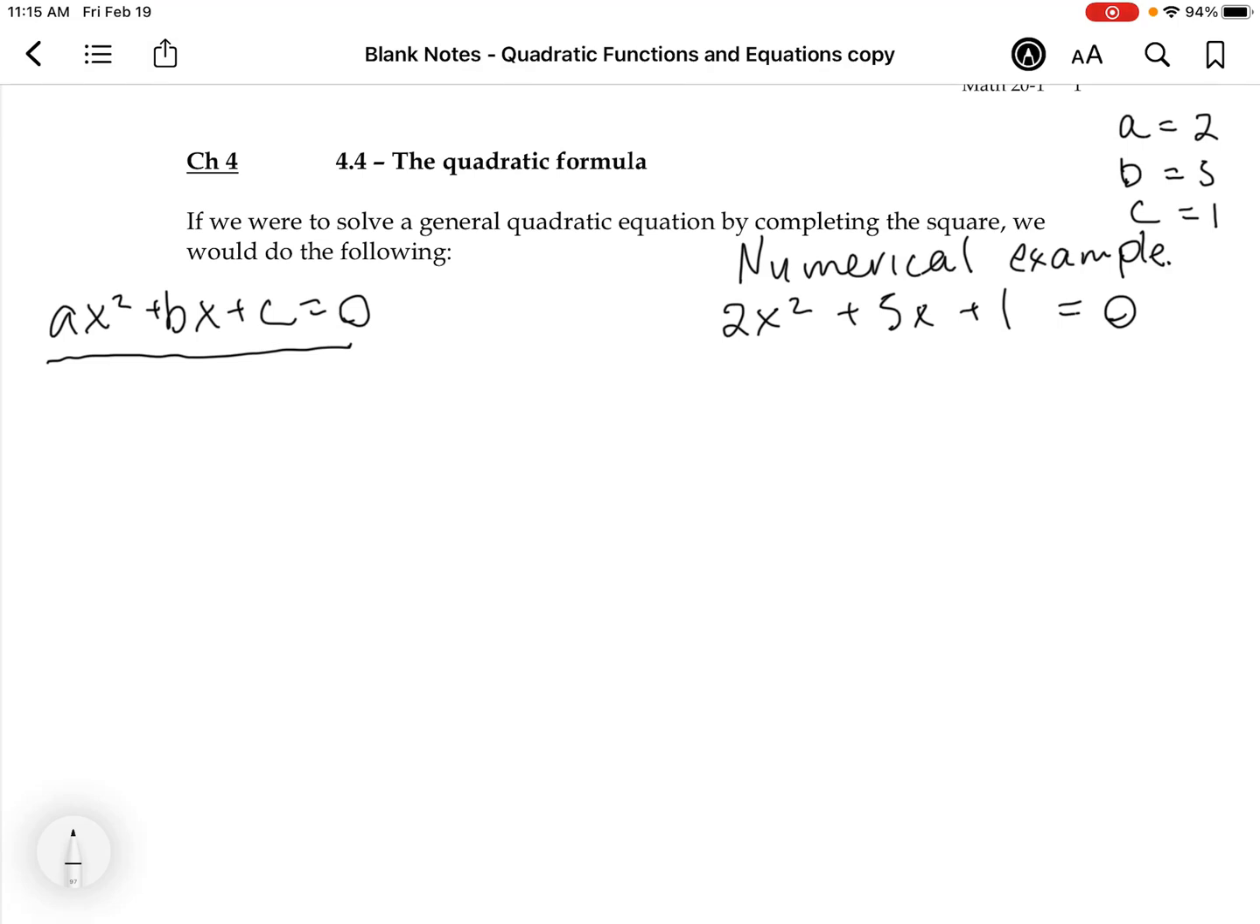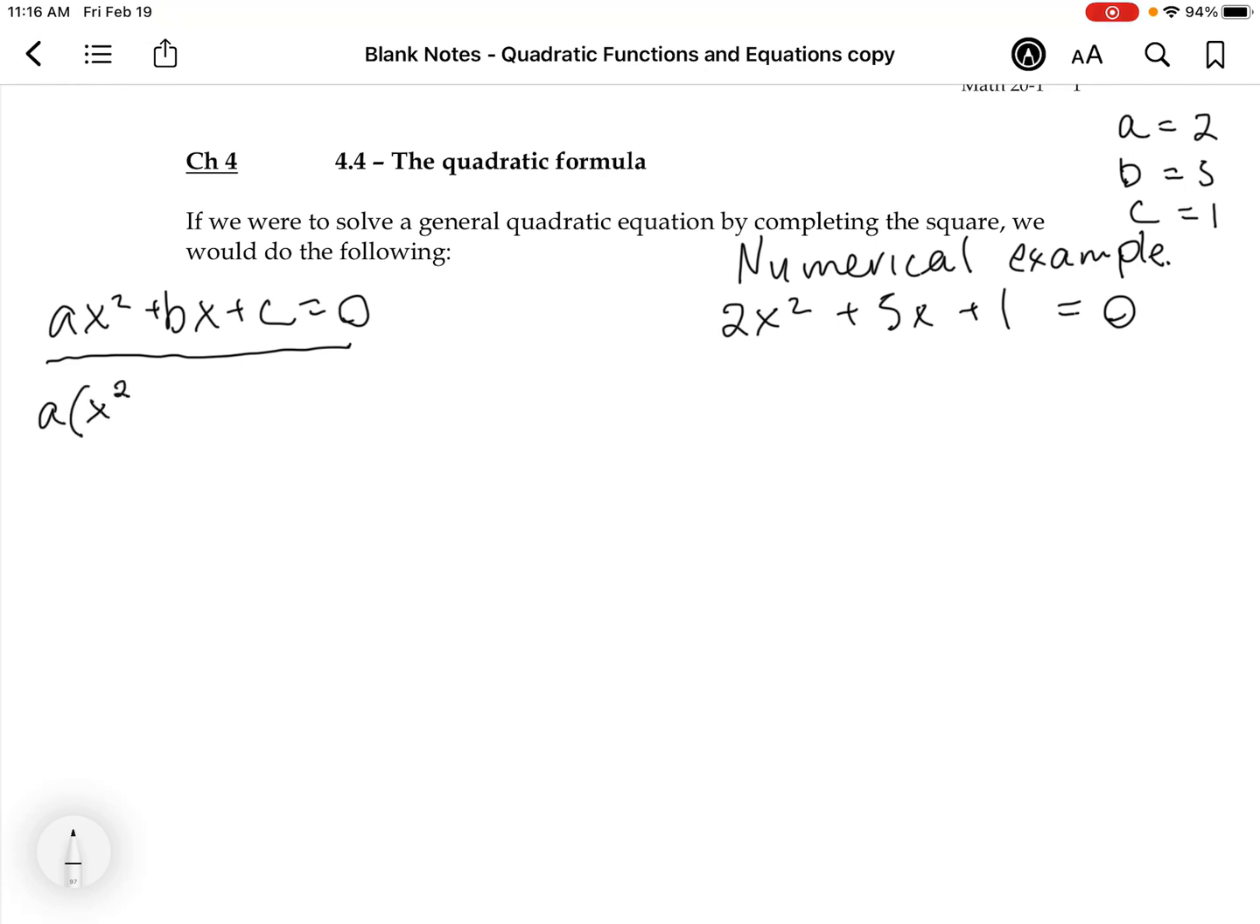the square, okay? So the first thing we had to do is we had to factor the a value, the coefficient of x squared, out of the first two terms, which were the x squared term and the x term. So that's what we're gonna do. So we're gonna take out the a, and what we're gonna be left with here is x squared.